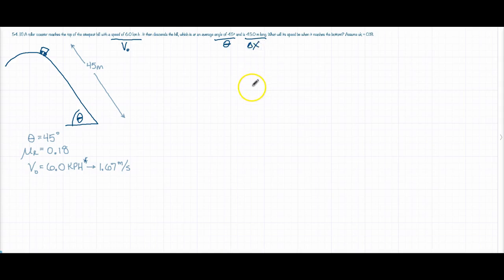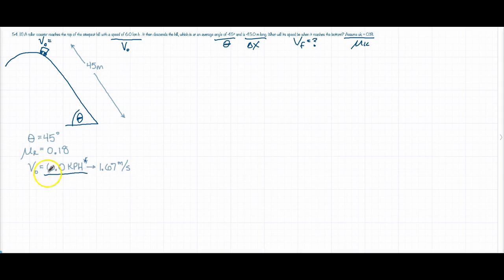That's going to be our displacement, and we have a coefficient of friction, mu sub k, which is equal to 0.18. So they're asking for the final speed when it reaches the bottom of the hill. I've written some of our initial conditions here and made a bit of a sketch. We know that our initial velocity is 6 kilometers per hour.